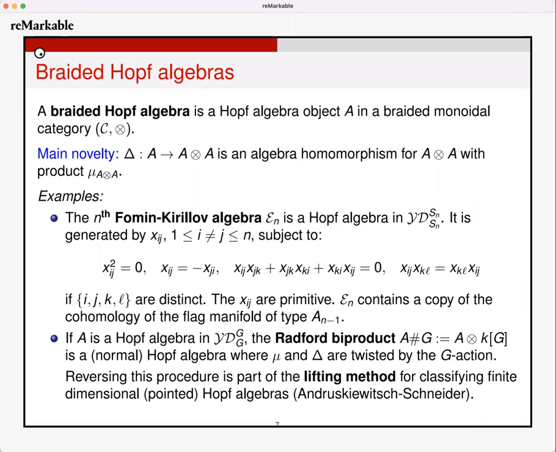Maybe just for sake of time, I won't spend too much time with the examples. There's a very rich theory of examples here. There's this Fomin-Kirillov algebra, which arises in combinatorics and representation theory. It's home to a sort of non-commutative form of Schubert calculus. And you can ask all of the questions that you ask in Schubert calculus there, like the non-negativity conjecture, or the structure constants for the Littlewood-Richardson rule, and things like that. But this is a Hopf algebra in the category of Yetter-Drinfeld modules for the symmetric group.